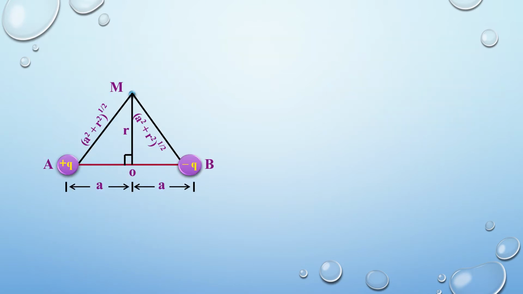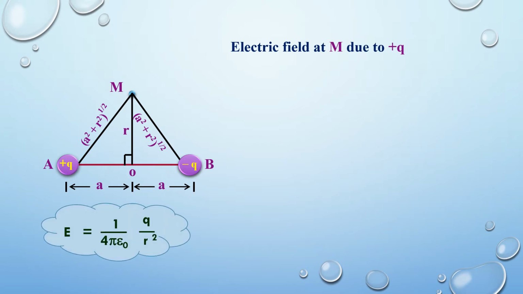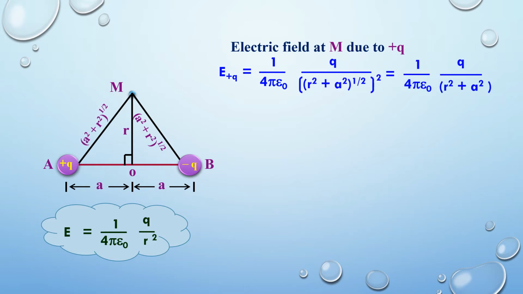Next, the electric field at M due to the positive charge is 1 upon 4 pi epsilon naught q by r squared, where r represents the distance from the point to the charge. Therefore, the electric field due to the positive charge is 1 upon 4 pi epsilon naught q upon (r squared plus a squared raised to 1 by 2) the whole square, which results in 1 upon 4 pi epsilon naught q upon (r squared plus a squared). And the electric field due to the positive charge is pointing outwards.